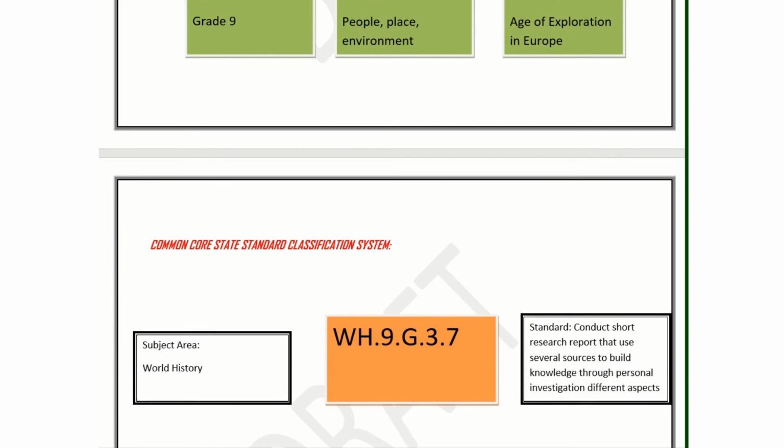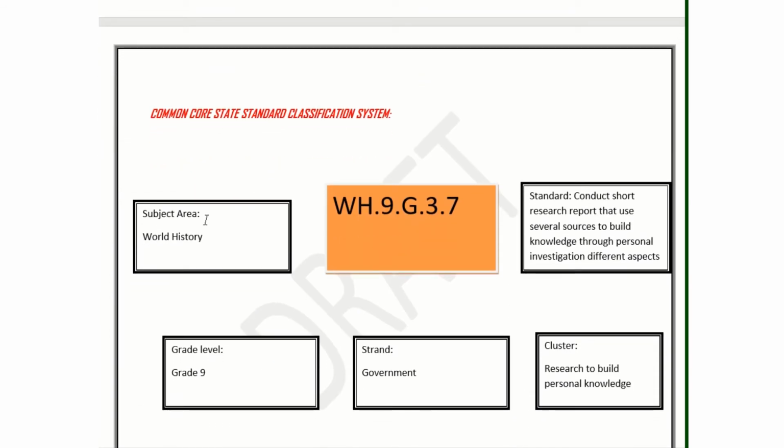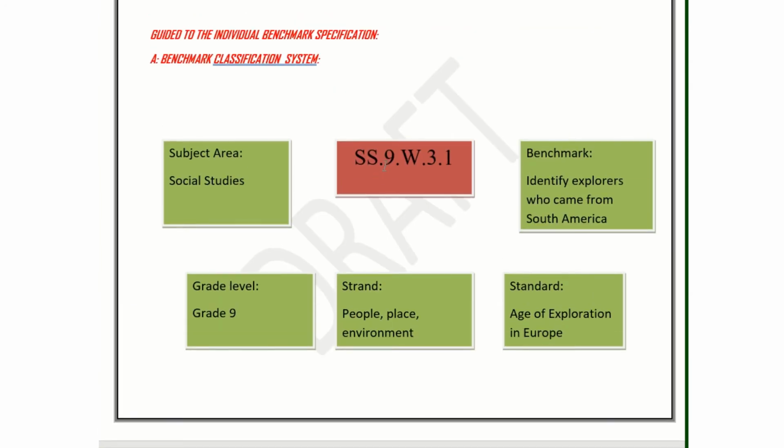Let's see. Suppose the Common Core standards classification. Once we say the subject area, for example, world history, right? Now, world history is the subject. However, the subject area is social studies, or social sciences. World history belongs to which subject area? It's in social studies. You can say social studies or social sciences.